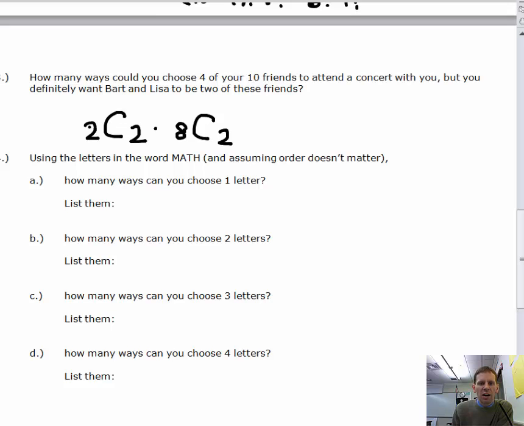So out of Bart and Lisa, these 2, we're going to choose both. And out of the 8 remaining friends, we're going to choose these 2. And if you crunch this out, you can actually type this in your calculator, and you'll get 28. Verify this on your calculator, and then try to solve problems 4A through D. Pause the video, and we'll be right back.